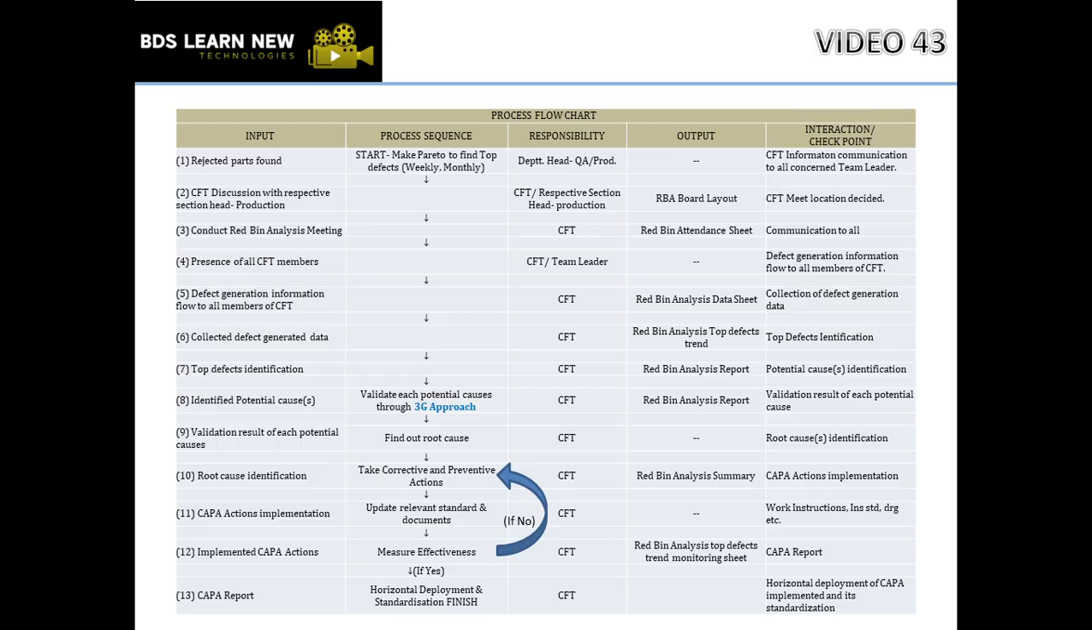Then we have the output of red bin analysis, the top defect trend monitoring sheet, which means the interaction checkpoint is the CAPA report. And if the effectiveness is not found okay, right, that is not okay, then we have to do step number 10 again, to take corrective and preventive actions, right? We have to follow this step again and again whenever we are not getting the effectiveness.